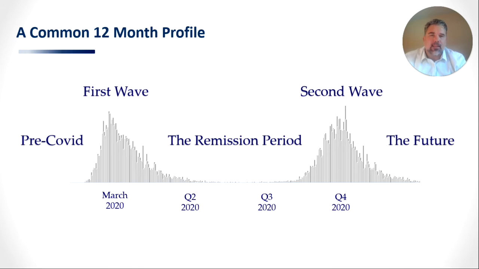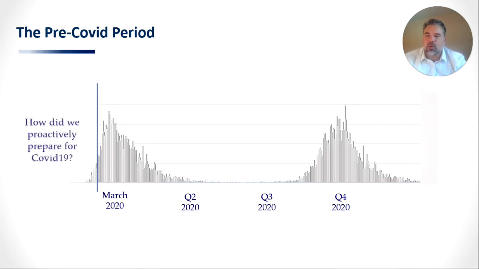So I want to break this 12-month period down and just analyze each of these areas, particularly around some of the decisions we made and some of the tactical responses we put in place. And I think the first one of interest is probably the pre-COVID period. How did we proactively prepare for COVID-19?